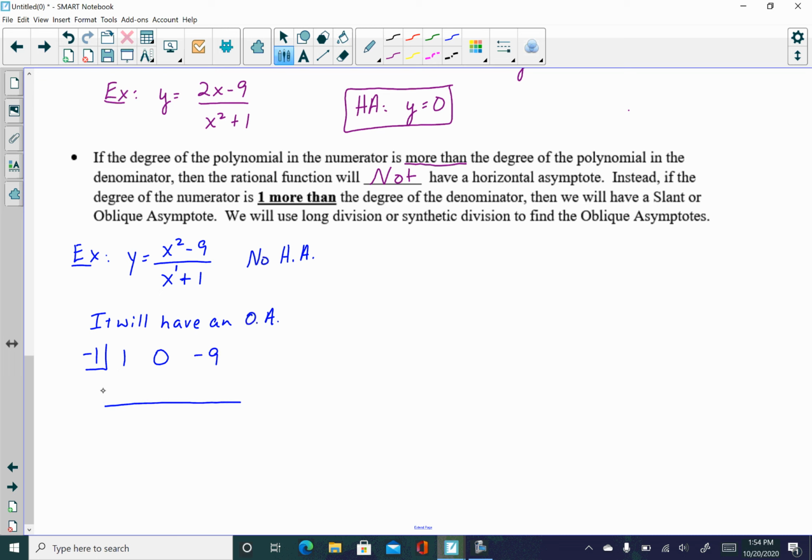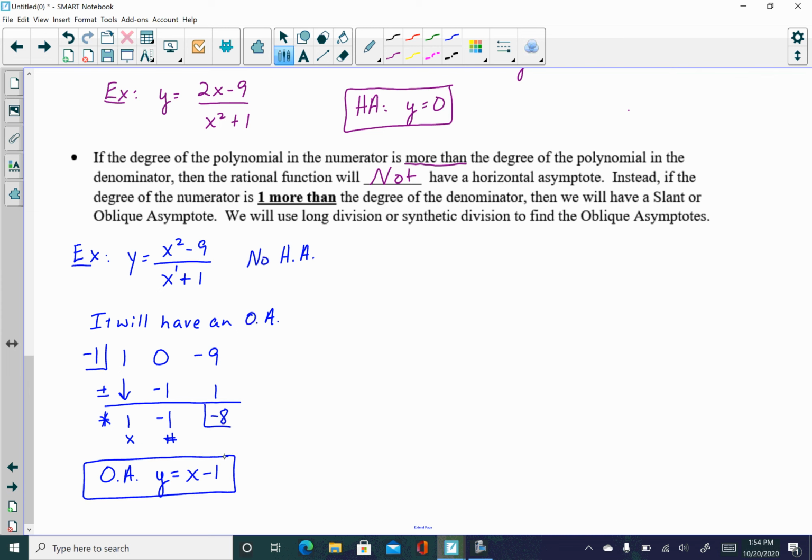Skip a space. Remember, above the line you add or subtract, below the line you multiply. Bring down that 1. -1 times 1 is -1, add, gives me -1. -1 times -1 is +1, add those together, you have -8. Remember, this is 1 power less, so this is x and a number. So my oblique asymptote would be the line y equals x minus 1. And that would be your final answer there.